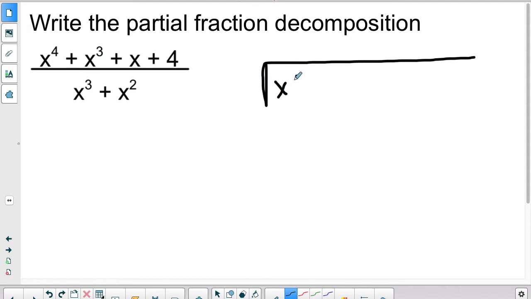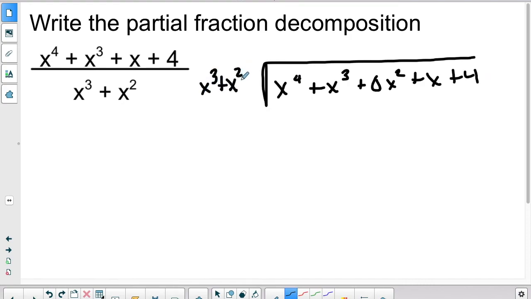So we'll have x to the fourth plus x cubed plus 0x squared plus x plus 4. So we've got to fill it in 4, 3, 2, 1, 0. And outside we're going to have x to the third plus x squared. So we're just going to have the 2. Now again, when we divide, the first thing we're trying to find is what times x cubed gives me x to the fourth, which will be x. So we have x times x cubed is x to the fourth, plus x times x squared gives me x cubed. And at this point here, we would subtract.